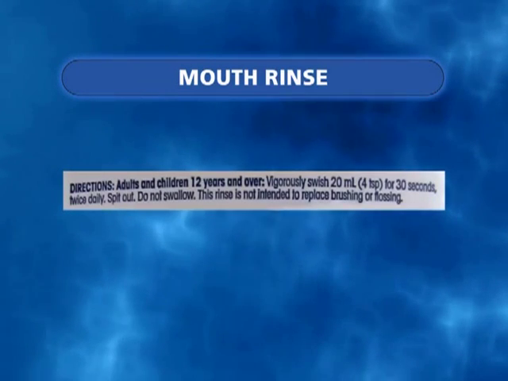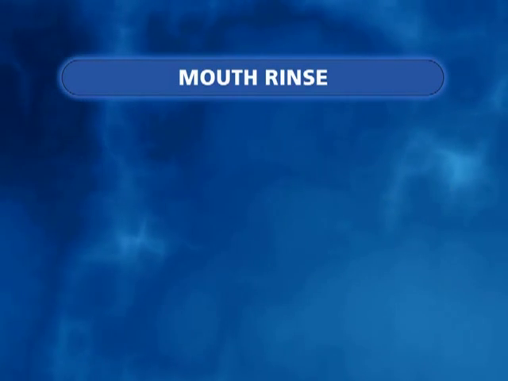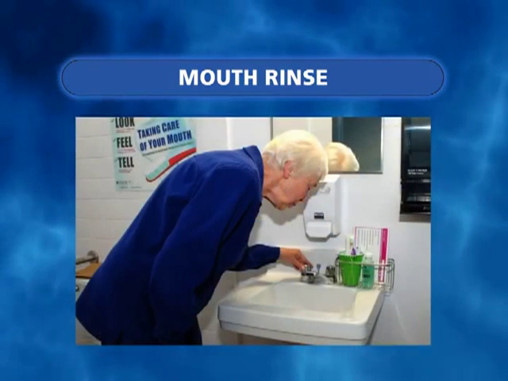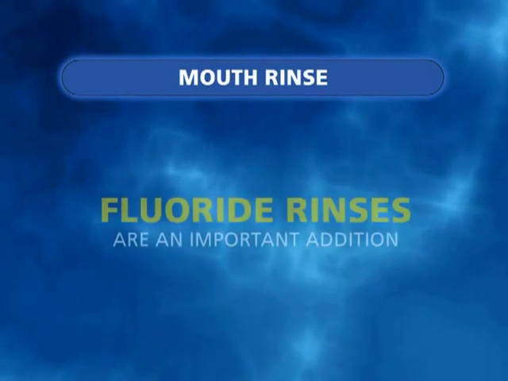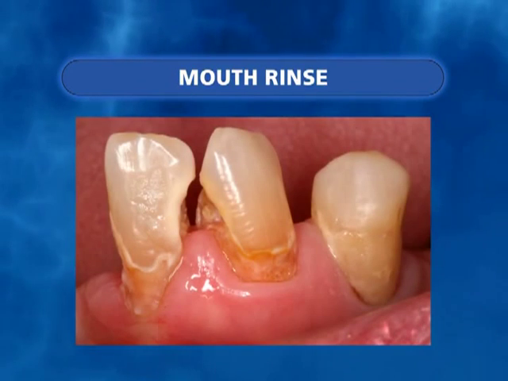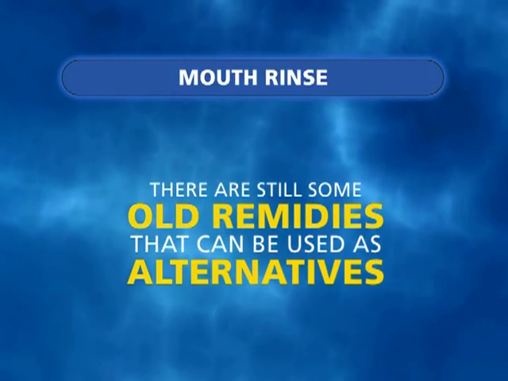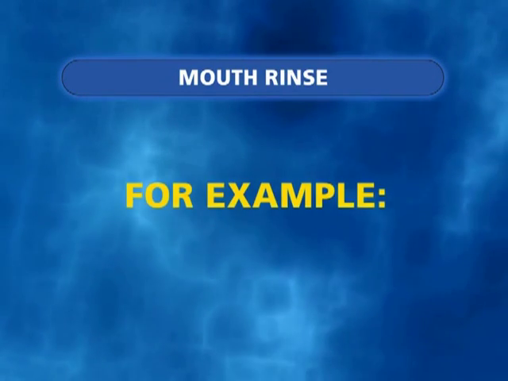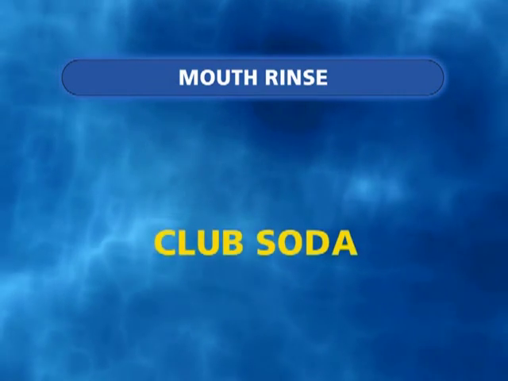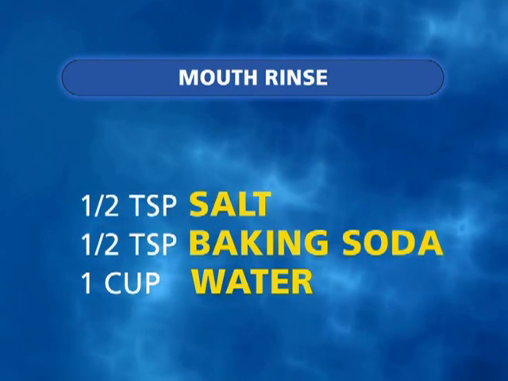Make sure to read the manufacturer's instructions for proper frequency and length of time to rinse. Residents should use mouth rinses only if they have the ability to swish and spit properly. Fluoride rinses are an important addition to regular oral care, especially if the resident is prone to tooth decay. There are still some old remedies that can be used as alternatives to commercial mouth rinses. For example, a 1-to-1 mixture of hydrogen peroxide and saline, or club soda, or a mixture of a half teaspoon salt and a half teaspoon baking soda in 1 cup of water.